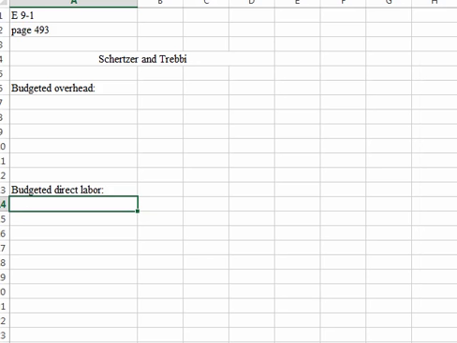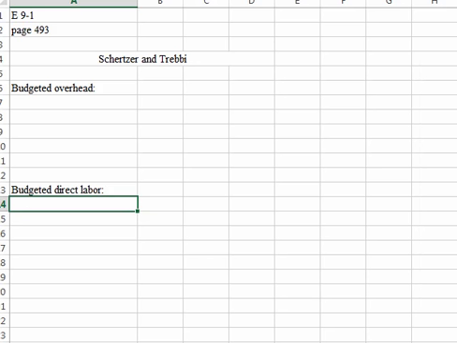Your guess is as good as mine on pronouncing some of these names. I'm sorry, I'm just not very good with them, but Schwertzer, and Trevi have a professional service firm that has the following budgeted costs for the current year. And again, I'm sorry about the names. I'm not very good with those at times.